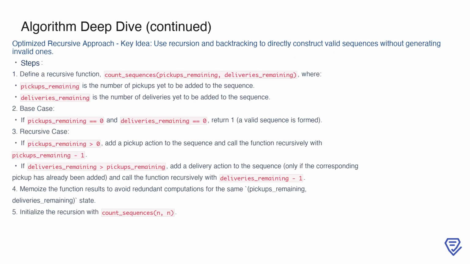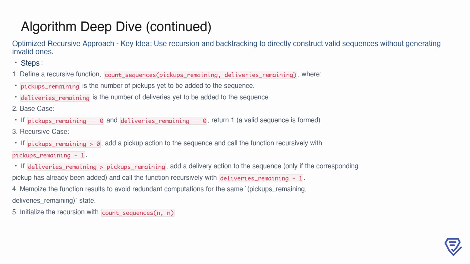Instead of brute forcing through all permutations, we can use an optimized recursive approach combined with backtracking to directly construct valid sequences. The idea is to define a recursive function, count_sequences(pickups_remaining, deliveries_remaining), which tracks how many pickups and deliveries are yet to be added. We start with all n pickups and deliveries available.